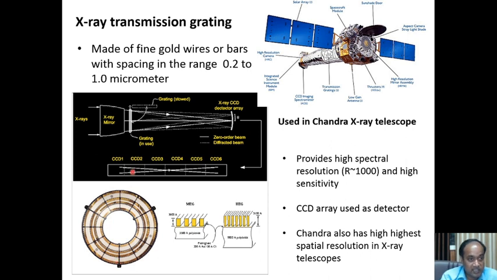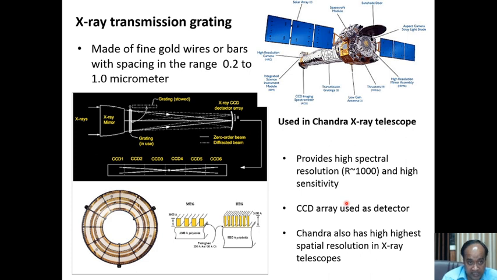So in the case of X-ray, we use very fine gold wires, mesh or bars, with the spacing in the range 0.2 to 1 micrometer. So X-ray has a very different technique of X-ray mirrors, X-ray gratings and all that. But remember, the principle behind that is very similar to what we have already seen in case of optical. So such gratings can provide you high spectral resolution of the order of 1000 or so, with very high sensitivity, because these gratings are highly transmittive.